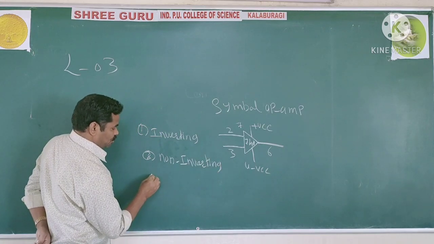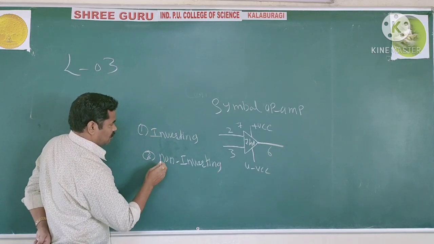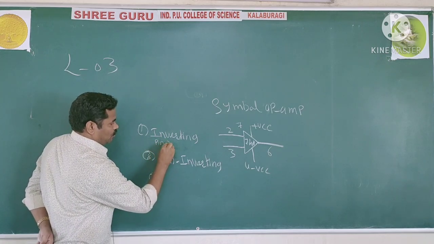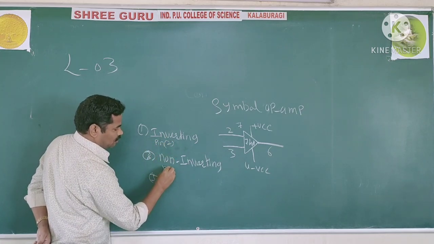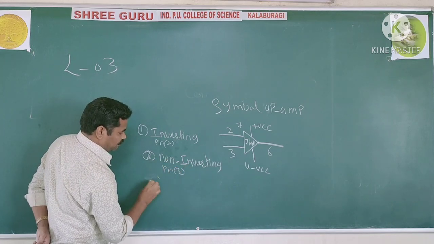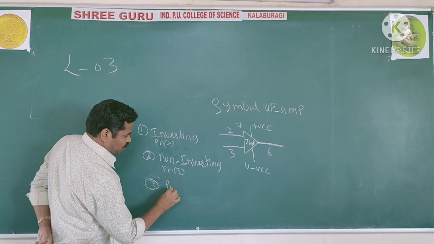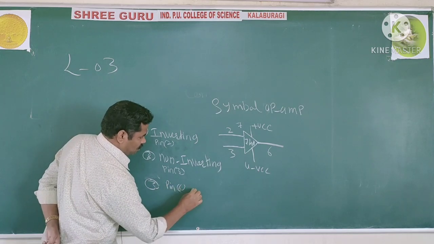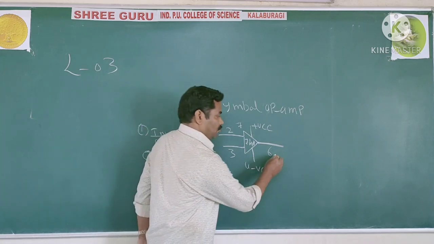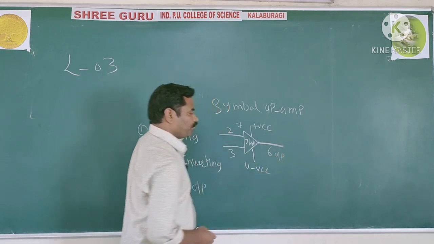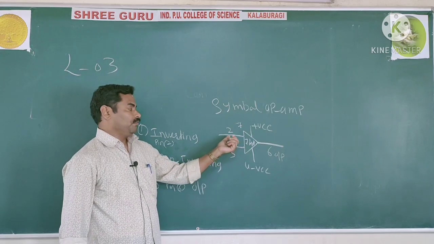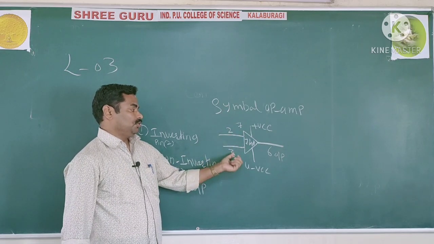And pin number 6, pin number 2, and pin number 3. An important thing: pin number 6 is the output voltage. Always you can measure the output across pin number 6, and especially in your op-amp, pin number 2 and pin number 3 are the inputs.